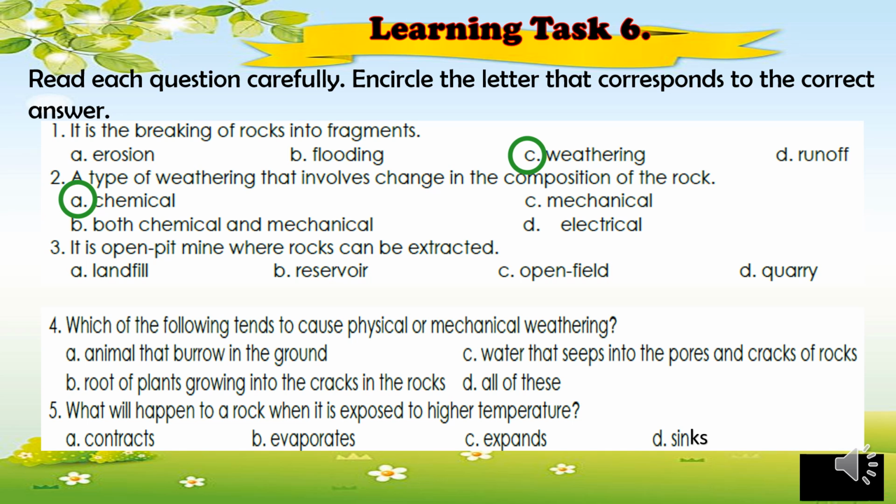The answer is A. Chemical. Number 3, it is an open pit mine where rocks can be extracted. The answer is letter C. Open field. Number 4, which of the following tends to cause physical or mechanical weathering? The answer is D. All of the above, or all of this. And number 5, what will happen to a rock when it is exposed to higher temperature? Okay, so it expands.